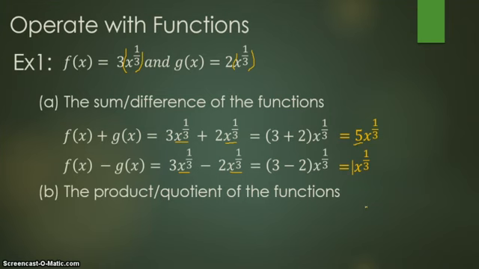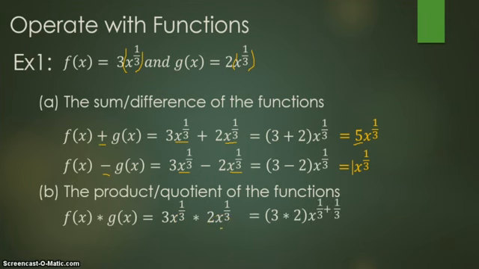Now the product and quotient of the functions is a little trickier. If we look at the product first, that's f of x times g of x. Again, it's just showing it as multiplication rather than addition and subtraction up here. So if we look at the multiplication, you do it very similar, except now you can rewrite it in this sense, where now you're adding those exponents.